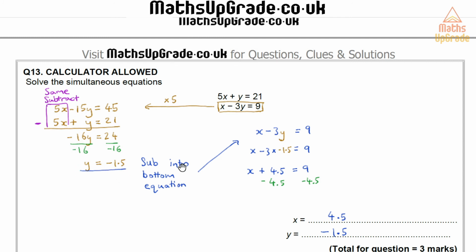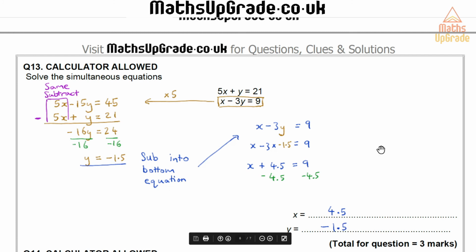Substitute that value into any of the equations. I'm choosing the bottom one since it looks simpler. So x minus 3 times negative 1.5 equals 9. Evaluate that and you get positive 4.5. Subtract 4.5 from both sides and I get x equals 4.5, and of course y is negative 1.5, 3 marks.